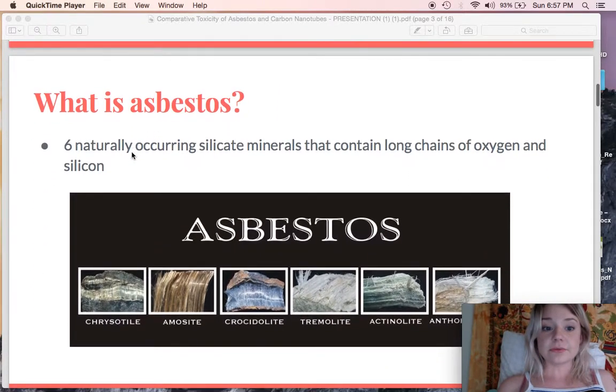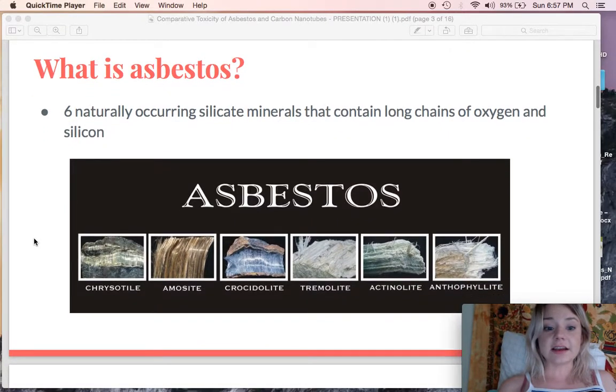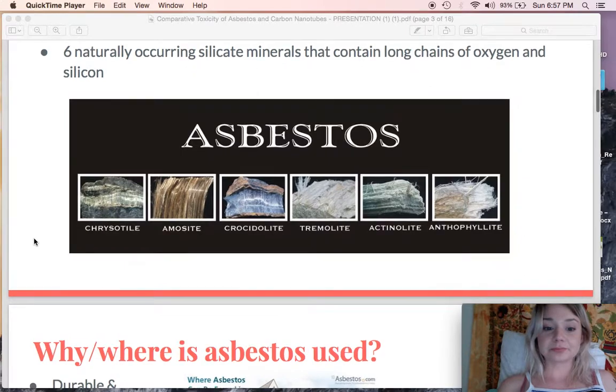So first, what is asbestos? Asbestos is 6 naturally occurring silicate minerals that contain long chains of oxygen and silicon. Below there are some close-ups of those 6 different types of asbestos. I'm not going to try to pronounce them, but there they are.